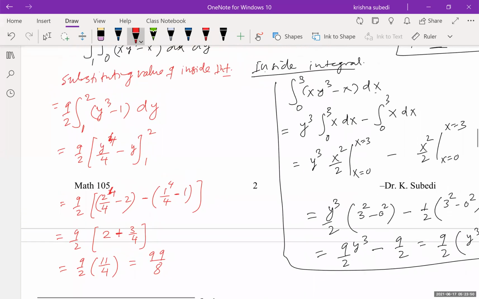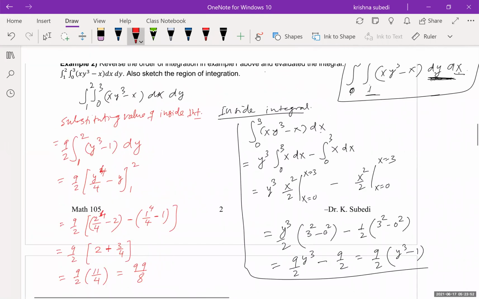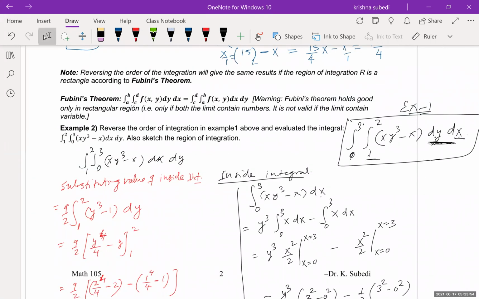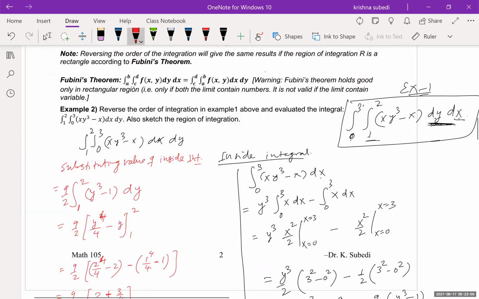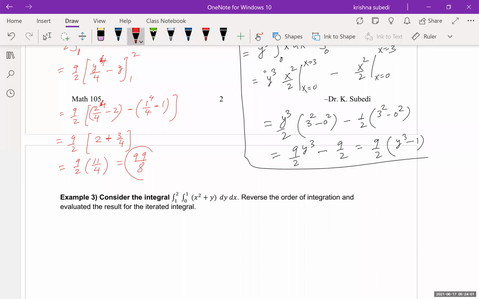Did we get the same answer? What was the answer in example 1? Let us check that. 99 over 8. And what do we get here? 99 over 8. So what do you think? What is your observation? Is it always true, or is it just by accident we got the same result? What is your thought? Is it just a coincidence?